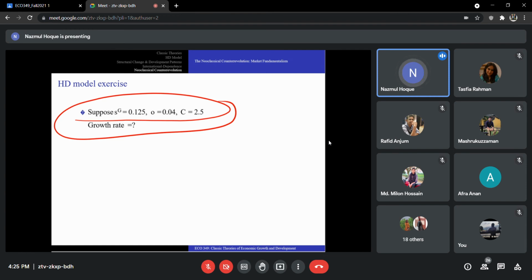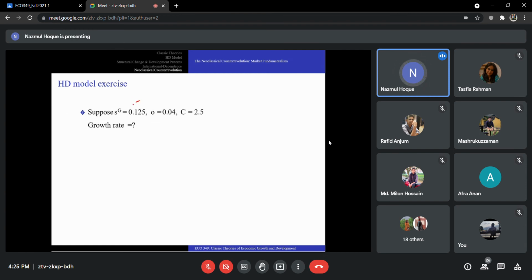Suppose an economy has a savings rate of 12.5%, a depreciation rate of 4%, and a capital output ratio of 2.5. What should be the growth rate? Give it a try. If you don't remember the formula for growth calculation, this is the formula: change in y over y is equal to the gross savings rate divided by the incremental capital output ratio, minus the depreciation rate. So what should be the growth rate?